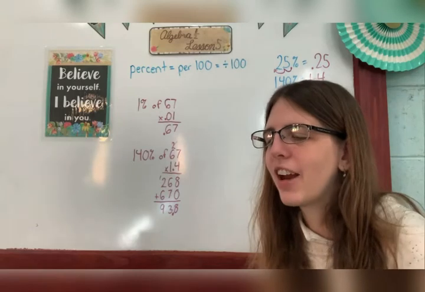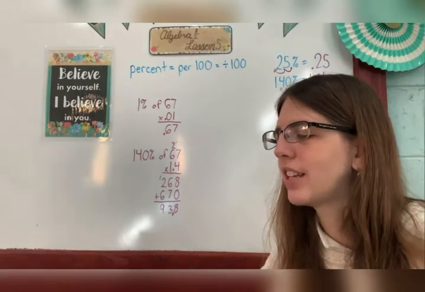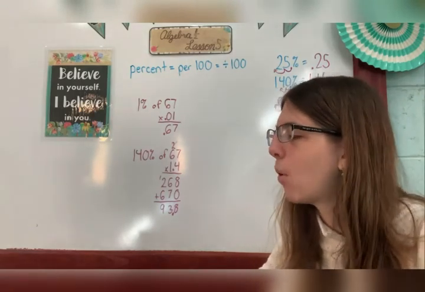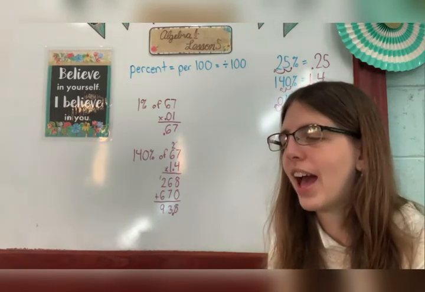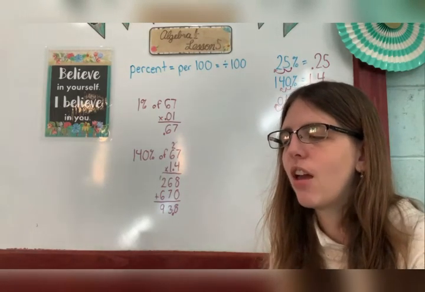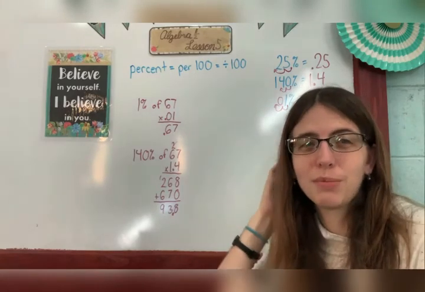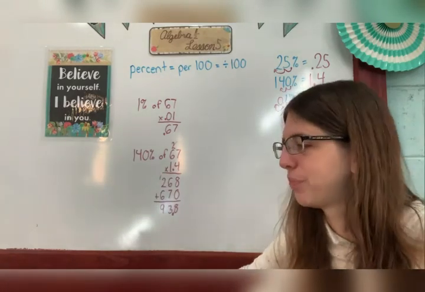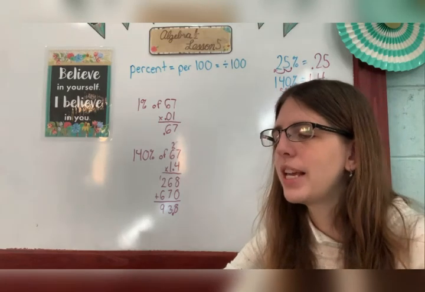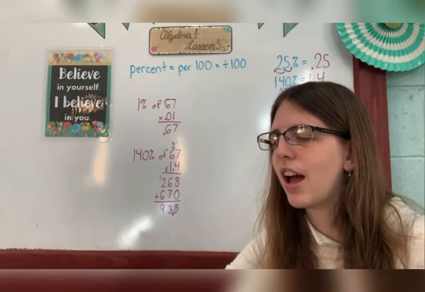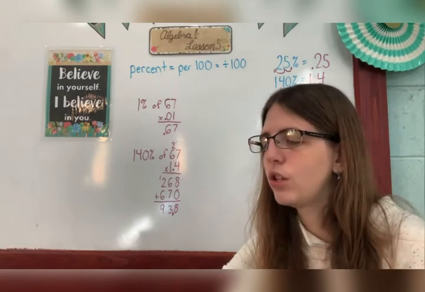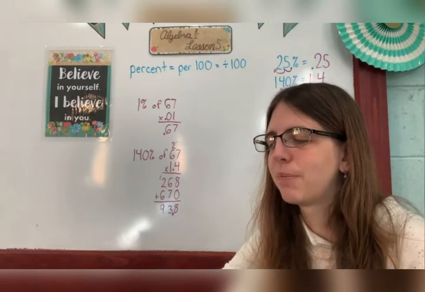All right, letter A. What is 1% of 64? 0.64. Now you may have noticed a pattern that when you multiply something by 1%, all you really are doing is moving your decimal point 2 places to the left. Letter B, what is 40% of 64? So that should have been 0.4 times 64, gives you 25.6.